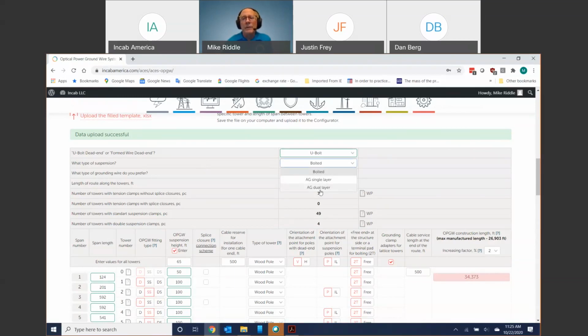Now, the program will do some restrictions on this. If you choose an AP type cable, it's going to allow you to only pick the dual layer type AGS suspension. The single layer types are good for S type cables and they're good for the other types of cables, but for an aluminum pipe, it's better to stick with this more traditional dual layer AGS type design. So let's stick with bolted.